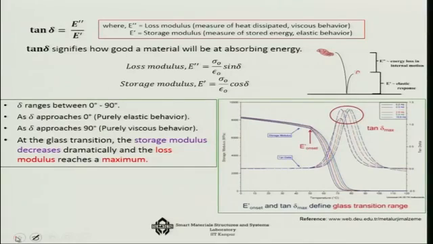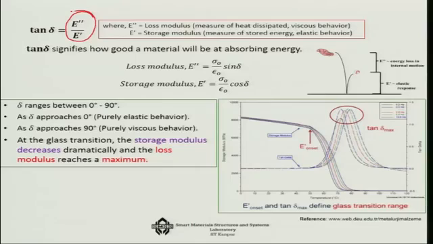Now this tan delta, which is also a measure of the loss, the energy that is dissipated in the system, can actually be expressed as a ratio of the E double prime to E prime, that is the loss modulus to the storage modulus of the sample. So if tan delta is high, that means the material is highly viscoelastic.